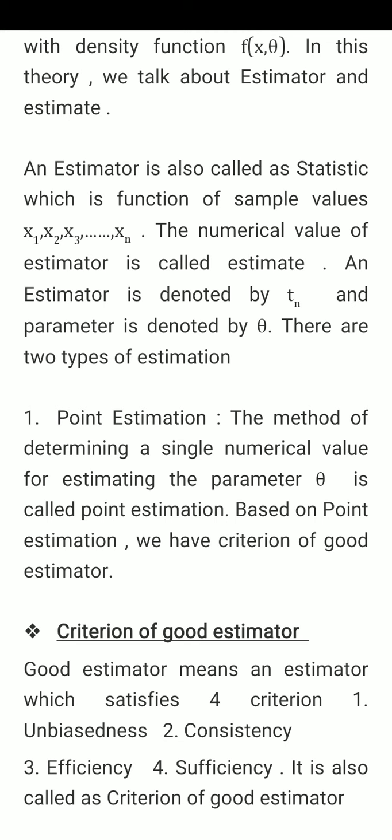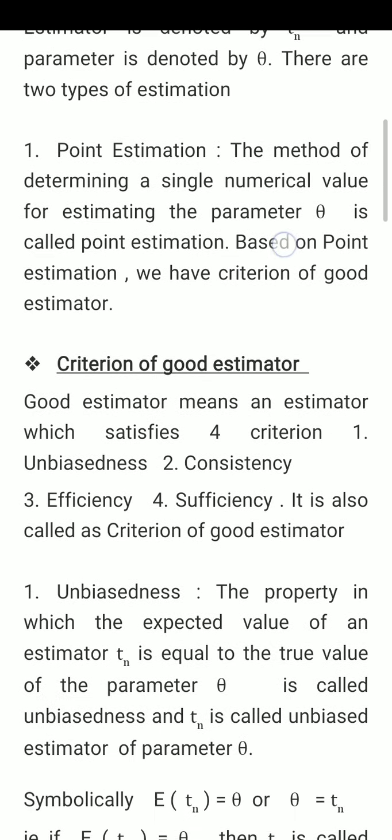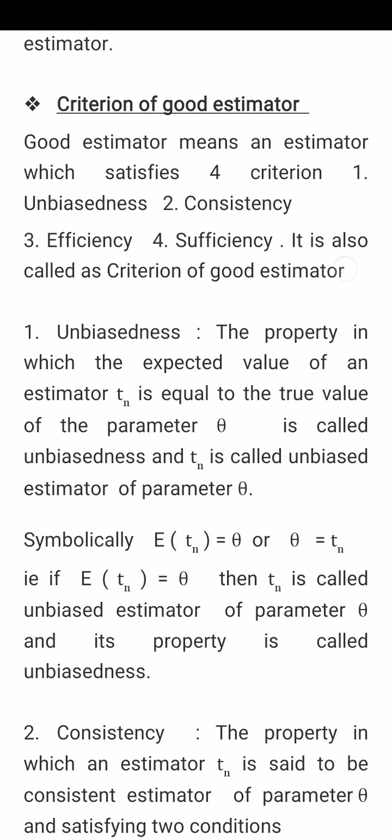Based on point estimation, we have the criteria of a good estimator. The criteria of a good estimator is the most important part of this topic. A good estimator is the estimator which satisfies four criteria: one is unbiasedness, second is consistency, third is efficiency, and the fourth one is sufficiency. It is also called the criteria of a good estimator or simply a good estimator. Now we study them one by one very carefully.